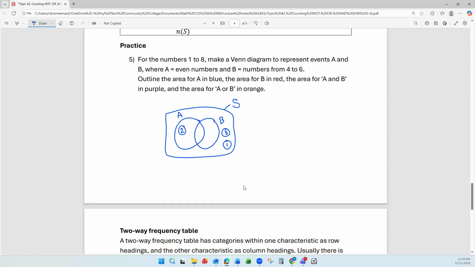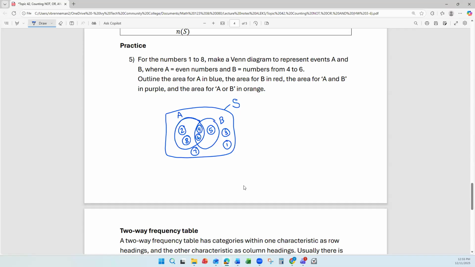It's hanging out outside. 4 is a number from 4 to 6, and it's even. So here in the overlap, 5 is from 4 to 6, but not even. 6 is from 4 to 6 and even. 7, not from 4 to 6, not even. It's hanging out outside. And 8 is even, but not from 4 to 6. So we get these 4 possible locations: not in A and not in B, or in A but not B, in B but not A, or in both.